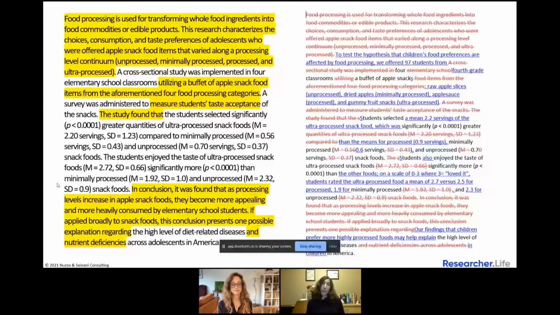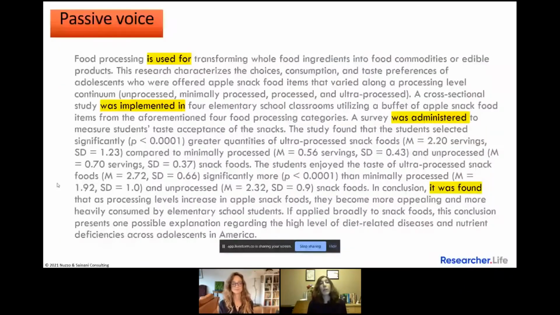All right. Second thing I want to point out besides the clutter is that there was a fair amount of passive voice in this abstract, and that's common in science. So this is things like food processing is used for. Notice it doesn't say who used the food processing, or a cross-sectional study was implemented in. Again, doesn't say who implemented the cross-sectional study. A survey was administered. Doesn't say who administered the survey. And by the way, notice that all those highlighted areas up there have a to-be verb, is or was. That's a little flag that you might have slipped into passive voice.